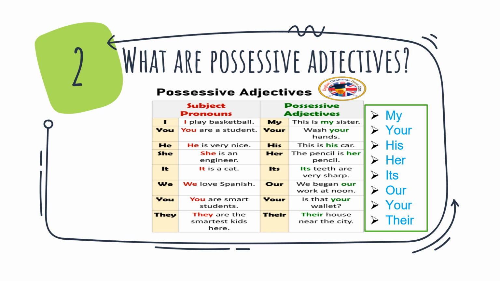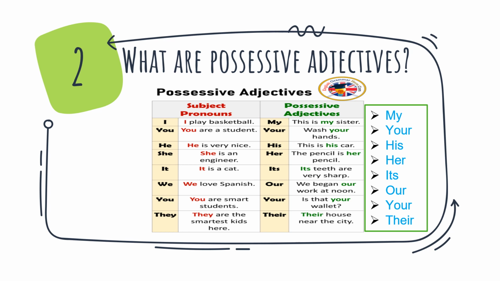I is saya, you is awak, he is for male, she is for female, it you can use for objects or animals. Then we, we love Spanish. You are smart students. They are the smartest kids here. Now let's look at the possessive adjective.